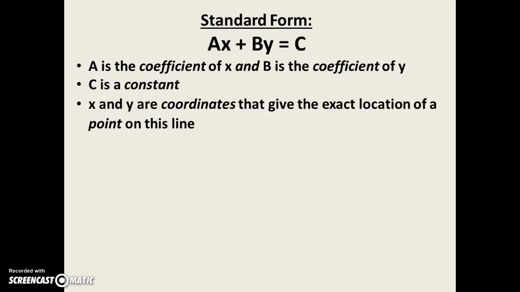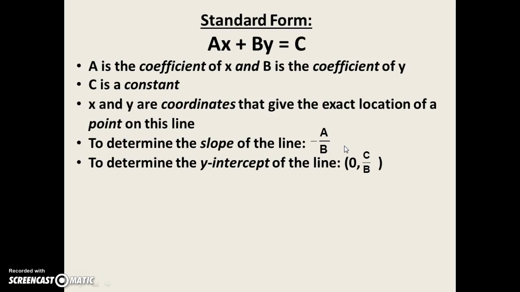X and y are coordinates that give the exact location of a point on this line. Remember, you put them together, it's a coordinate pair, and it talks about one point on this graph. To determine the slope of this line, we do negative a over b. What is that really? The coefficient of x divided by the coefficient of y, and we put a negative in front of it. We've gone over in class how we derive that, and I'm not going to go through that again here, but the slope is always the coefficient of x divided by the coefficient of y with a negative in front of it.